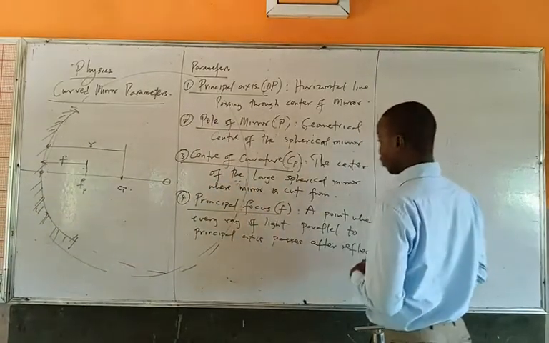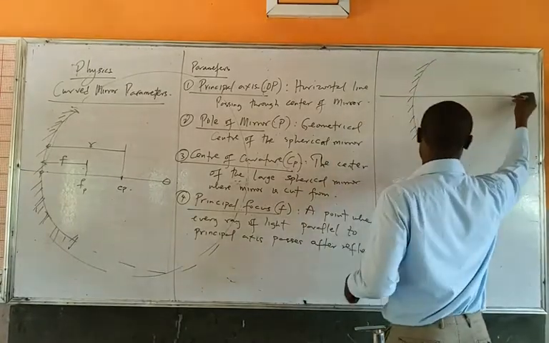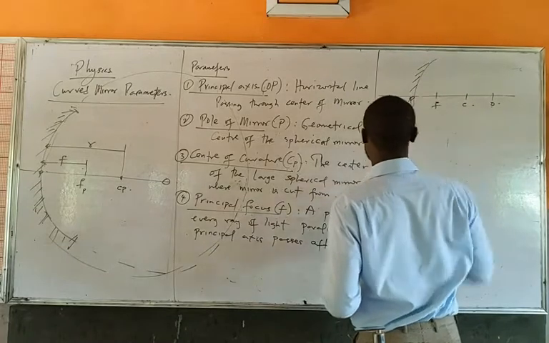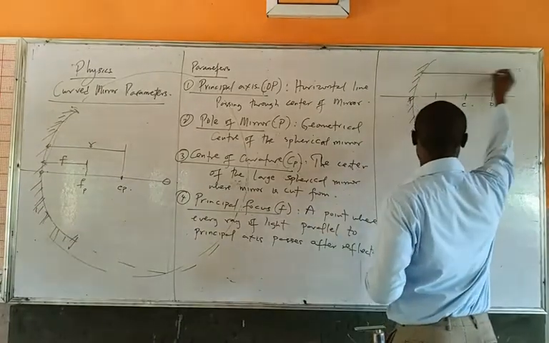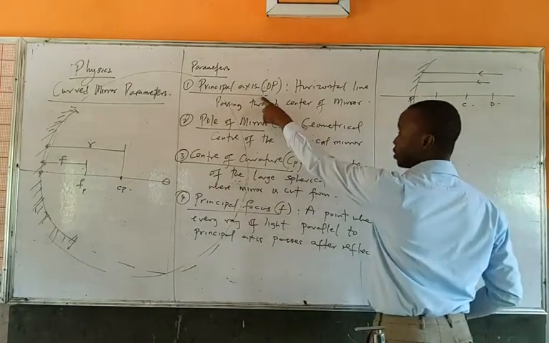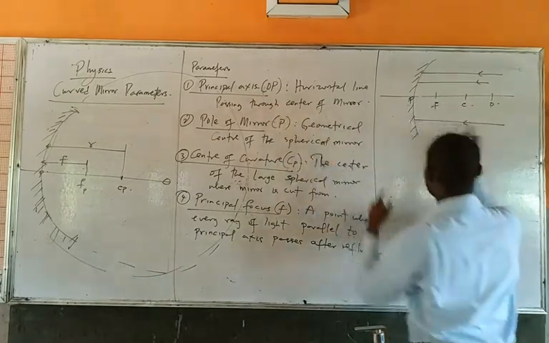Now, if I have a curved mirror like this concave mirror, which I have on the board, and I have my principal axis OP, and I have my center of curvature and my principal focus. Now, every ray of light that is parallel to this principal axis. Remember, I discussed what the principal axis is. That's this horizontal line. Every ray of light parallel to this principal axis. You can see this ray of light.